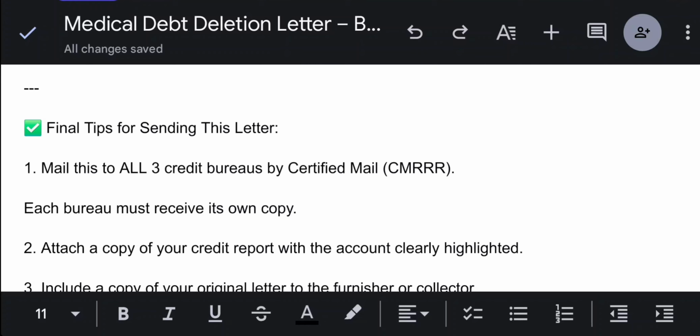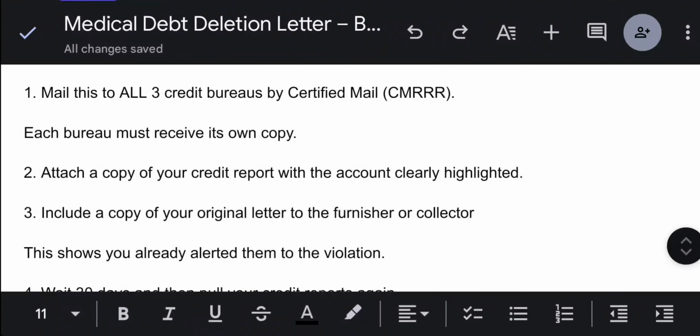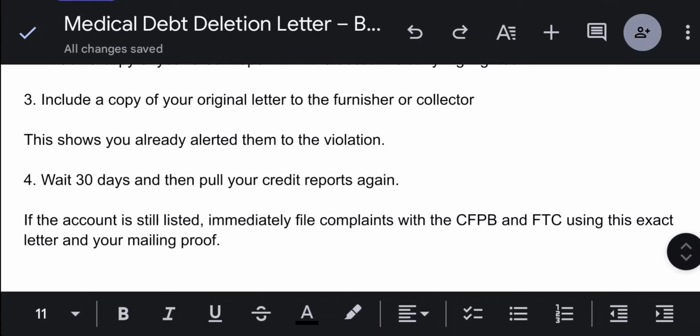Final tips for sending this letter. Mail this to all 3 credit bureaus by certified mail. Return receipt. Bureau must receive its own copy. Attach a copy of your credit report with the account clearly highlighted as we did before. Include a copy of your original letter to the furnisher or collector. So if you already sent the letter, you can include a copy. Let them know, hey, I put them on notice as well. This shows you already alerted them to the violation, basically.